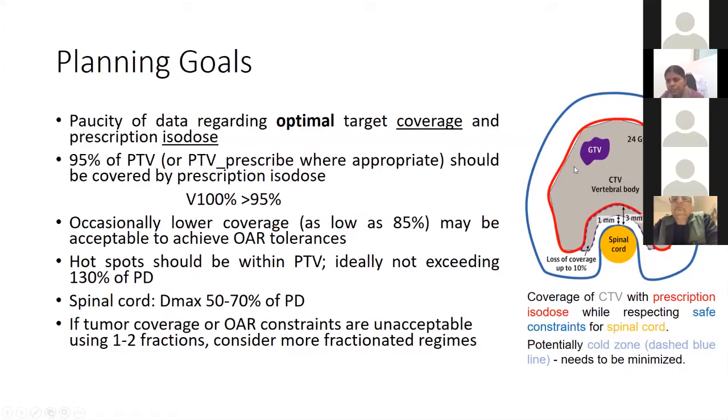This is a cartoon which is showing the prescription isodose here. This is the safety limit for the cord, and this is our actual target. The target is in gray. So we are able to meet the coverage by exceeding the cord constraints, or we are able to meet the cord constraints while under covering our target. So this dotted blue line is the region of under coverage, and the planner's intent should be to reduce the volume of this region as much as possible.